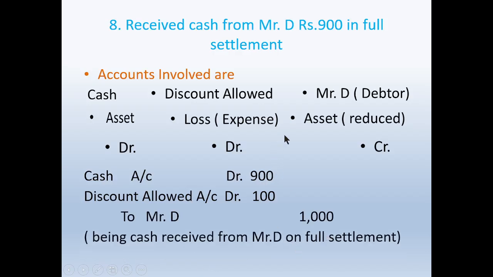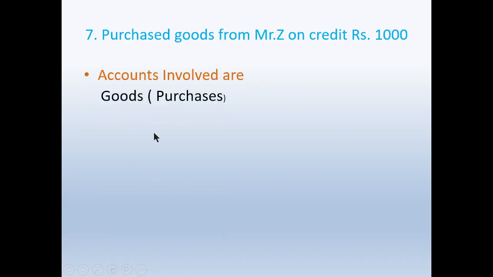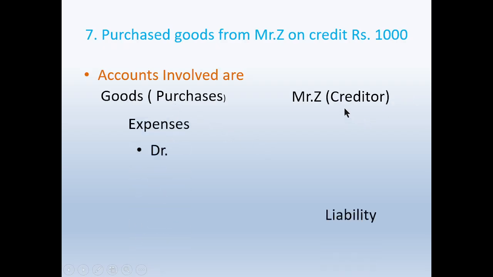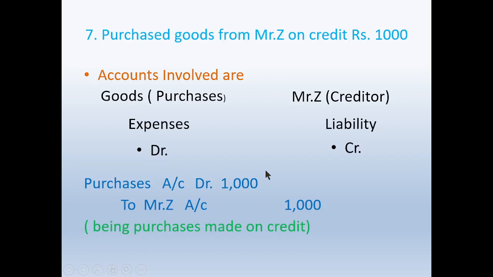Next, purchased goods from Mr. Z on credit rupees 1,000. Here also goods purchased and Mr. Z money not yet paid, so cash is not involved. Accounts involved are goods purchases and Mr. Z, creditor. Purchase account is an expense, debit balance. Mr. Z is a liability, credit balance. So how to write: purchase account debit to Mr. Z account, being purchase made on credit.